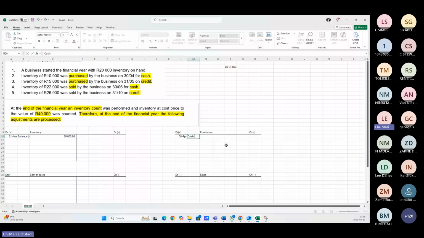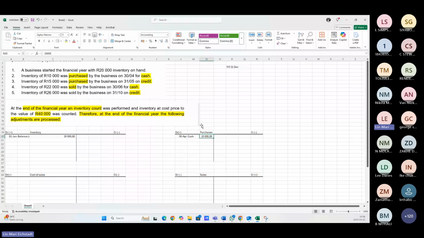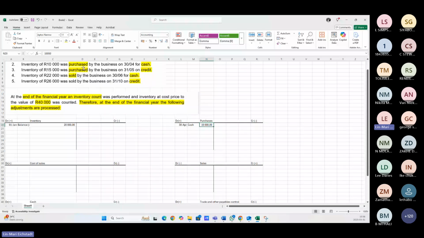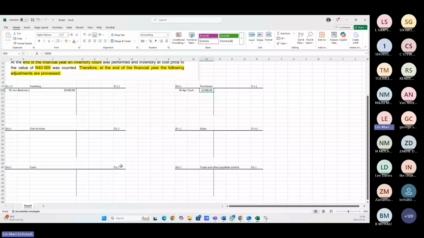Then how did we pay for those purchases? So it said that we purchased it for cash. So in cash, when we pay for something, our cash is decreased on our credit side. And for every entry, there must be an opposite entry. So for every debit, there must be a credit. So hence, our purchases, where they came from, is on the 30th of April, we funded our purchases from cash.